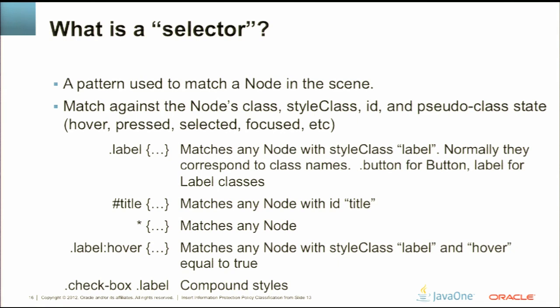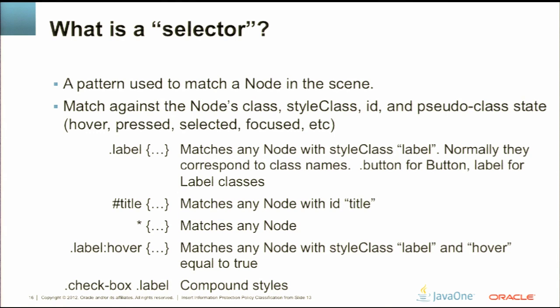So there are different possibilities. For example, you can write .label and then define your style. This will apply to any node that has the style class label. You can also do it by hash and then the name, for example. This will reference all the nodes in the scene graph that have an ID of title, right? So this is how you apply the styles to your nodes. If you define a style with an asterisk, it will apply to all the nodes.